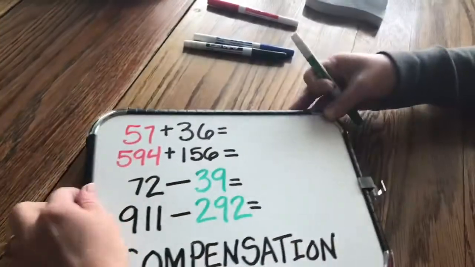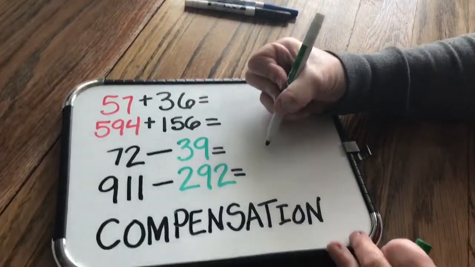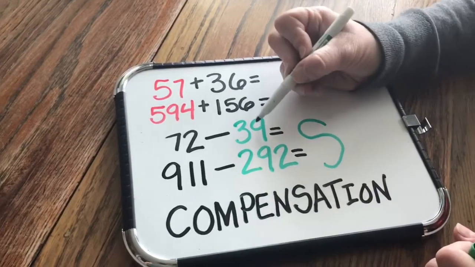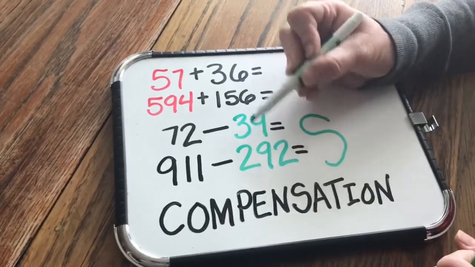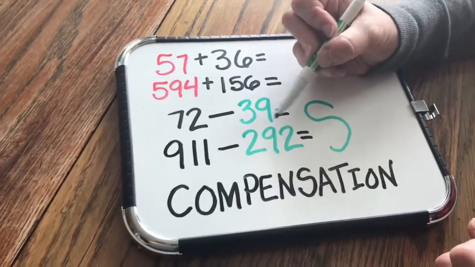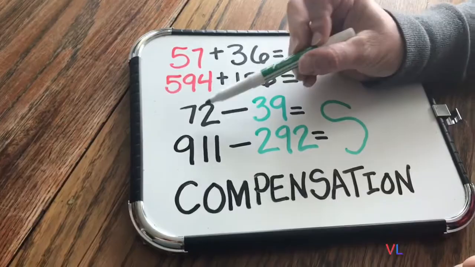And don't forget, if you're using compensation to subtract, you've got to remember the letter S. Subtract, turn this subtrahend into a multiple of 10 or a multiple of 100. And whatever you do to the subtrahend, do the same thing to the minuend.